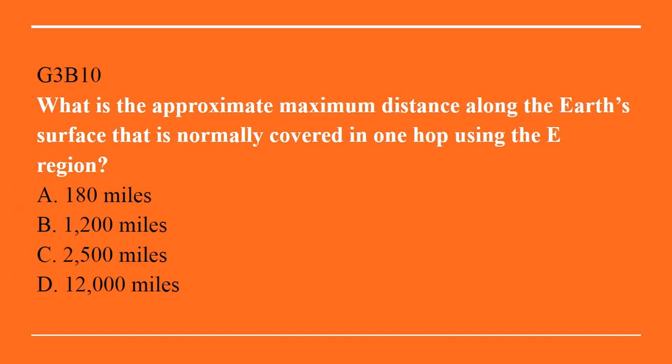G3B10. What is the approximate maximum distance along the Earth's surface that is normally covered in one hop using the E region? A. 180 miles. B. 1,200 miles. C. 2,500 miles. Or D. 12,000 miles. Correct answer B. 1,200 miles.